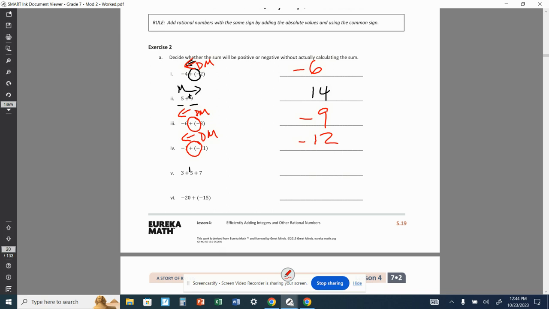3 plus a positive 5 plus a positive 7. These all match. Oops, wrong way. Excuse me. Match, so they're going that way, and match, so they're going that way. So if you start with 3 and you get 5 more, that's 8, and then you add 7 more, that's 15. You're getting bigger each time. And you have a -20 plus a -15. Again, these don't match, which means we're going to the left. You already owe somebody 20. You borrow 15 more, you'll owe them 35.